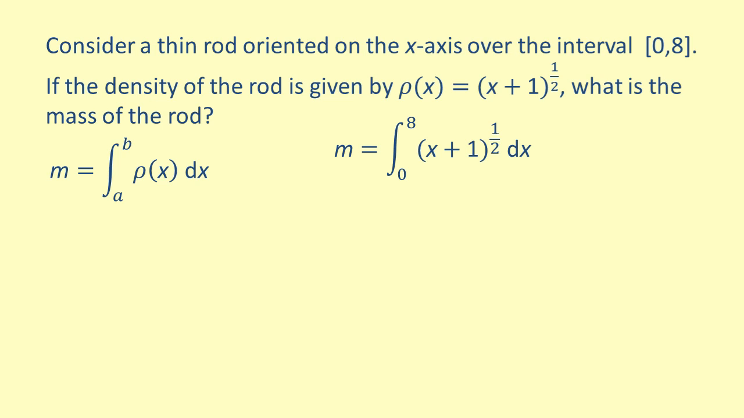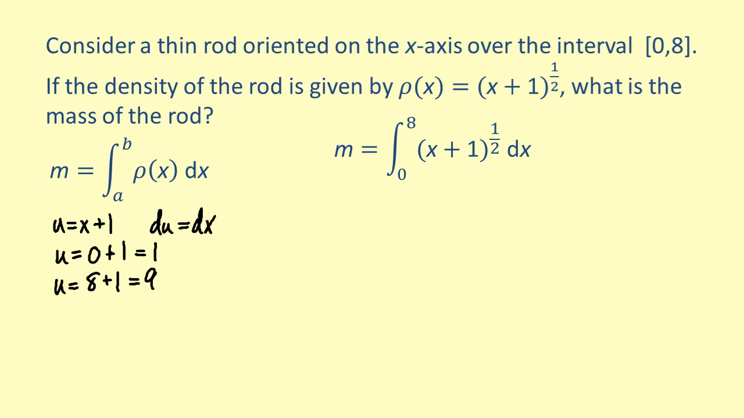So let's let u equal x plus 1. Differentiating, we get du equals dx. Now let's find our new limits of integration. Substituting 0 for x and u, we get 0 plus 1, which is equal to 1. Substituting 8 for x, we get 8 plus 1, which is 9.